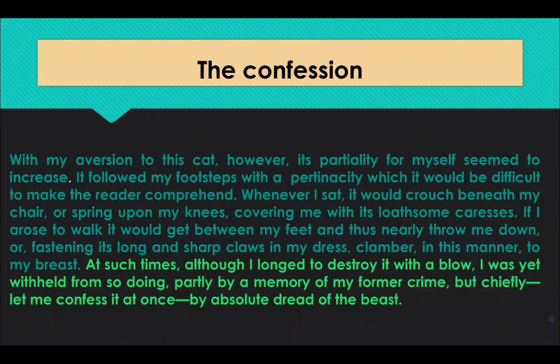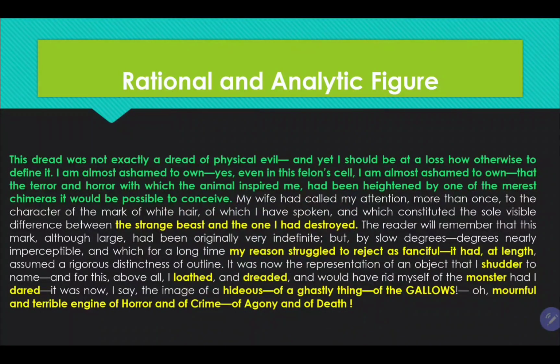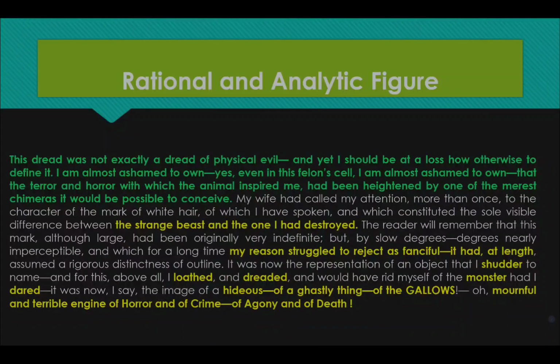Once again, we find in the next paragraph that the narrator tries to set aside the idea of being under the control of evil, for he is a man believing only in rationality and explaining things in terms of analysis, not superstitions. The philosophical comment at the beginning of this paragraph is a stylistic one, which is dominant in the first part of this paragraph. Let's see here when he said, "This dread was not exactly a dread of physical evil, and yet I should be at a loss how otherwise to define it. I am almost ashamed to own," up to the end of the sentence.